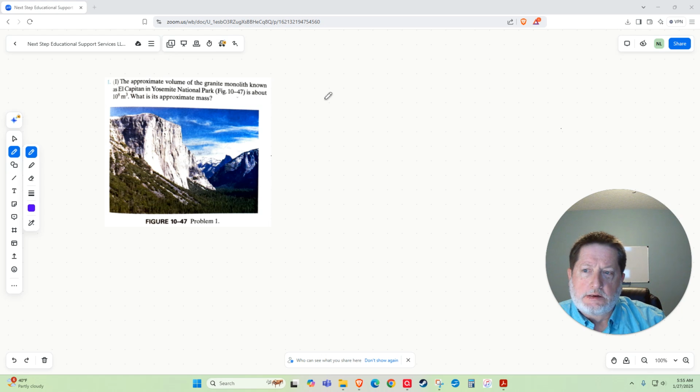Okay, this is Giancoli AP Edition, 7th edition. We're in Chapter 10, Fluids. We'll be working on Problem 1 today. The problem reads, the approximate volume of the granite monolith known as El Capitan in Yosemite National Park, figure 10-47 shown below, is about 10 to the 8th cubic meters. What is its approximate mass?